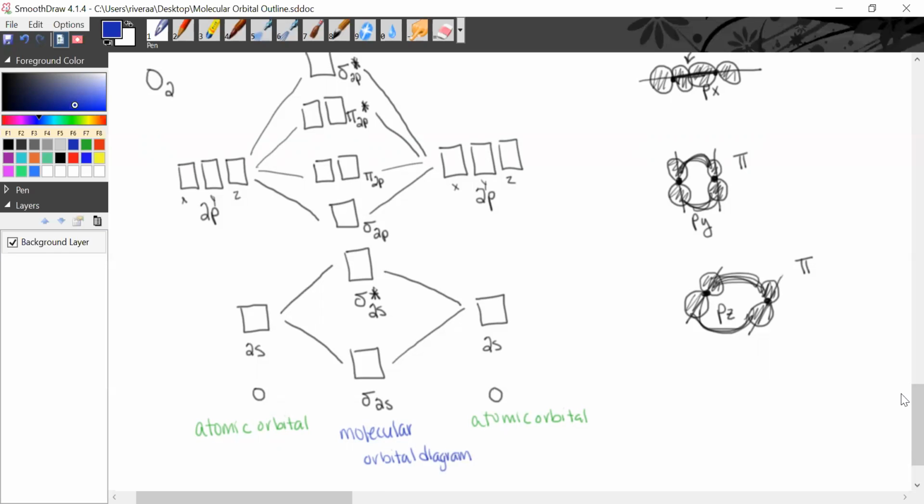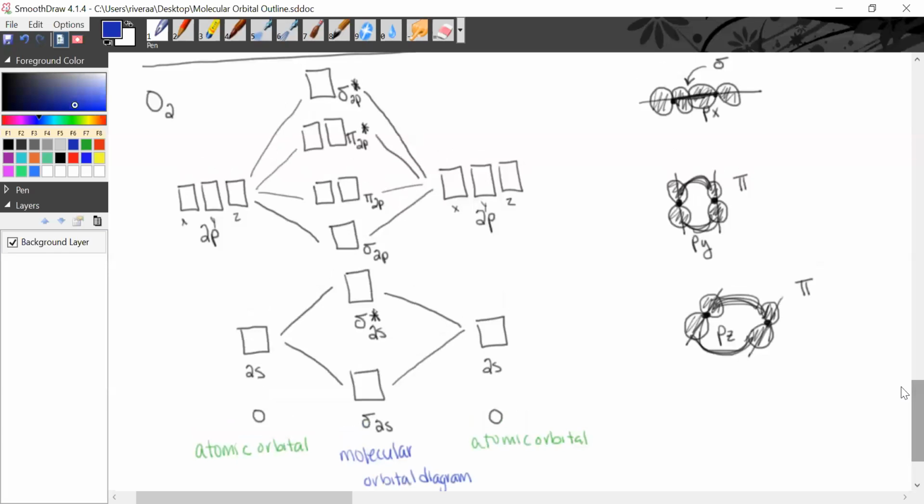So let's fill this thing out with electrons. So oxygen has 6 valence electrons. 1, 2, 3, 4, 5, 6. Same thing over here. 1, 2, 3, 4, 5, 6. So I have 12 total electrons to put into my molecular orbital diagram.